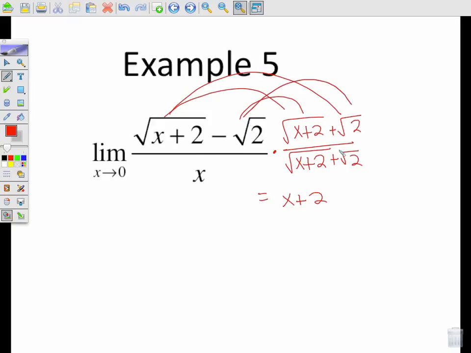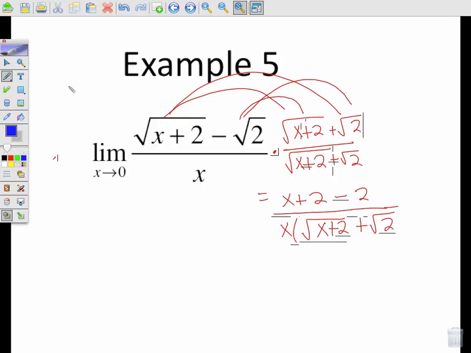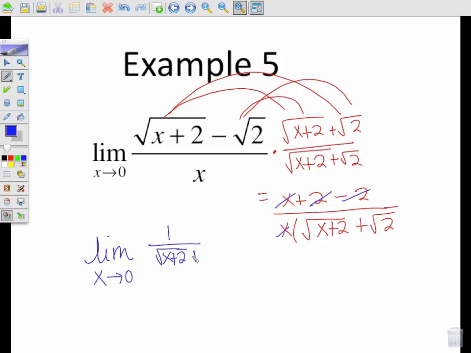And then negative root 2 times positive root 2 is minus the root 4, which is minus 2 over, I'm not going to distribute this time, x times the square root of x plus 2 and plus the root of 2. So what we're looking at here, see the 2's are going to cancel. I'll go ahead and do some simplifying here for you. The 2's are going to cancel. The x would also cancel top and bottom. So we are looking at finding the limit as x approaches 0. We've got 1 on top over the square root of x plus 2 plus the root 2.